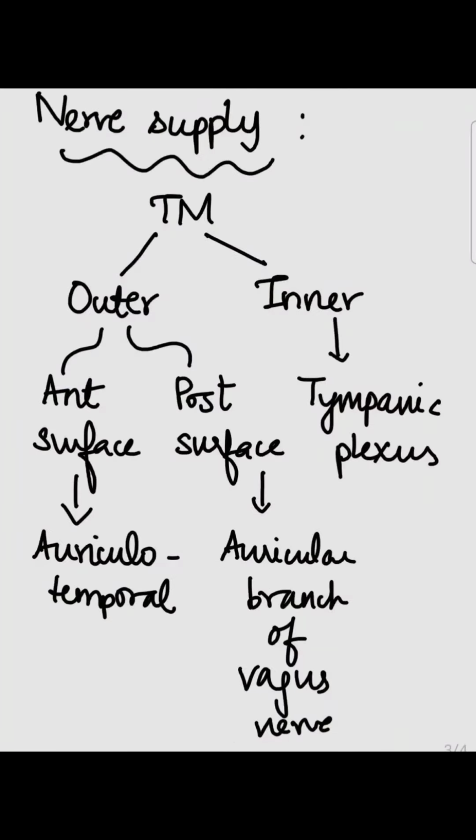So now we will see about the nerve supply of the tympanic membrane. The outer anterior part of the tympanic membrane is supplied by the auriculotemporal nerve. The outer posterior surface is supplied by the auricular branch of the vagus nerve. The inner surface is supplied by the tympanic plexus.